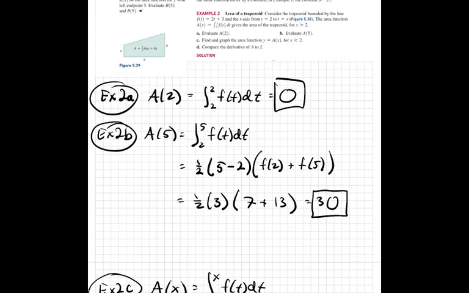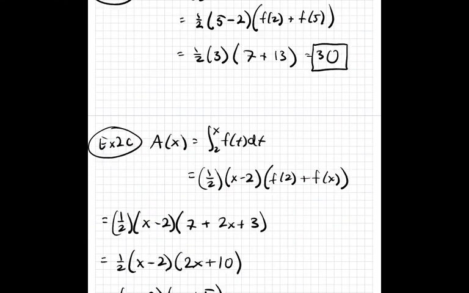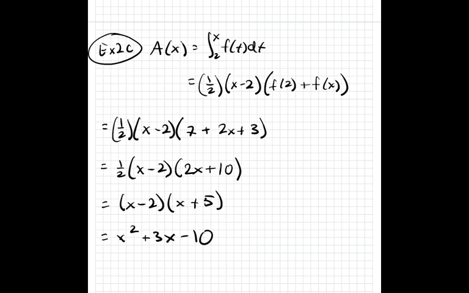For x greater than or equal to 2. So then our A of x should be x squared plus 3x minus 10 for x greater than or equal to 2. Let's see.